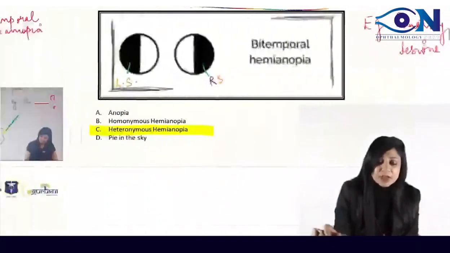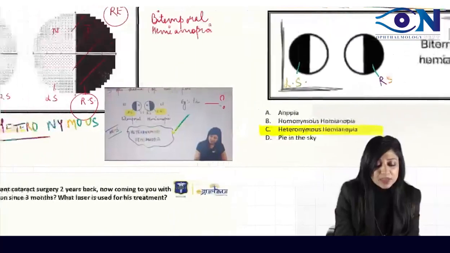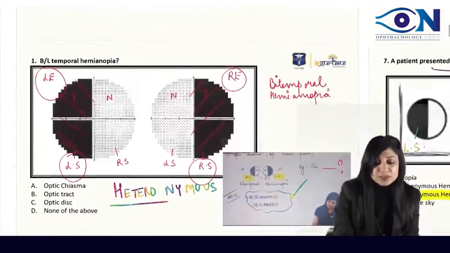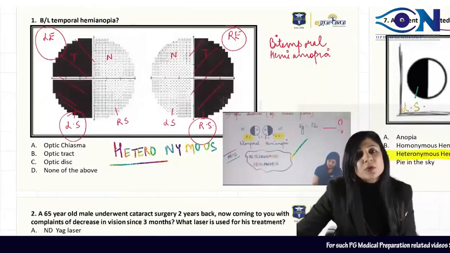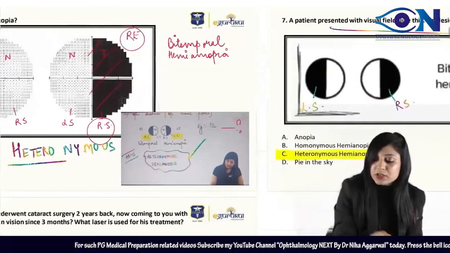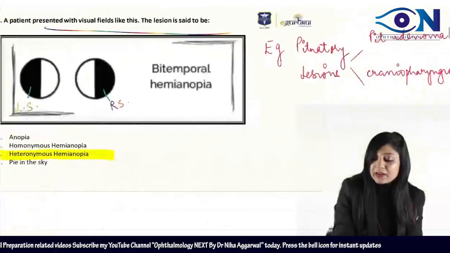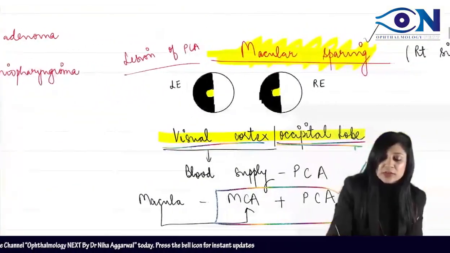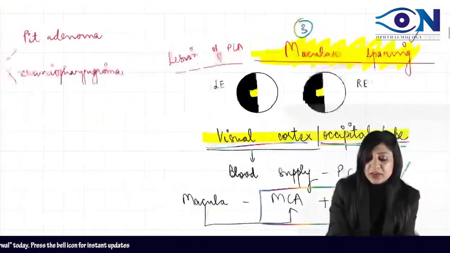The macular sparing one is done, the heteronymous one is also done, as well as the lesions of optic chiasma. Any modification required in any of the questions? So we have done 1 question, 2 questions and 3 questions. The 3rd question is on the macular sparing. Okay? The 3 questions are done.